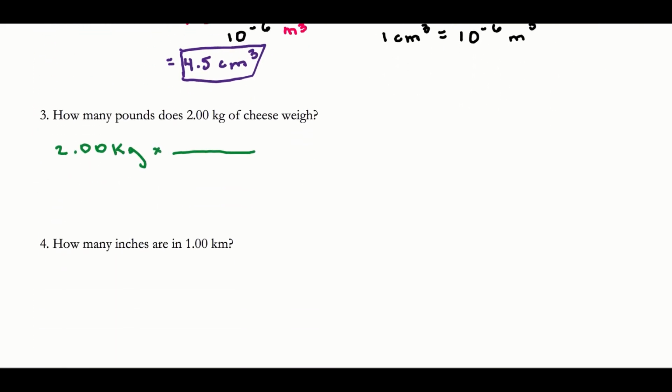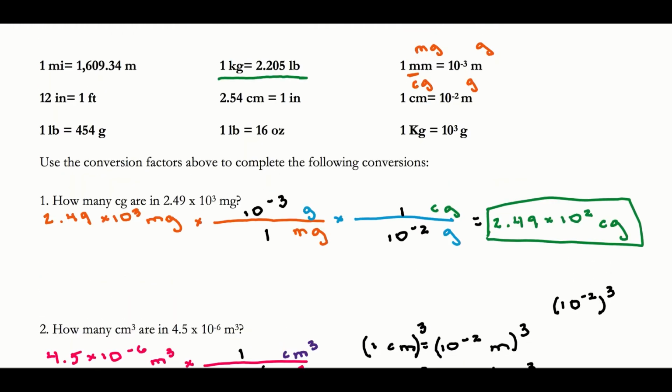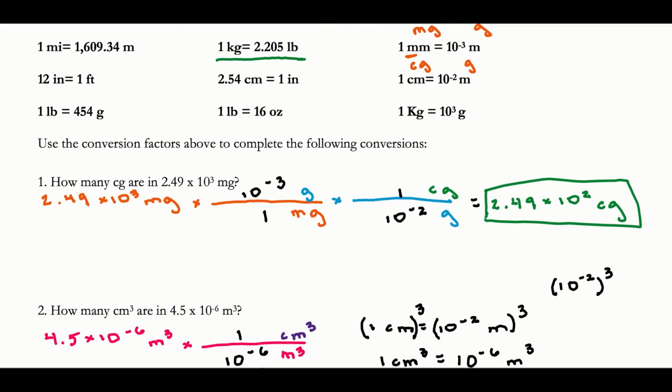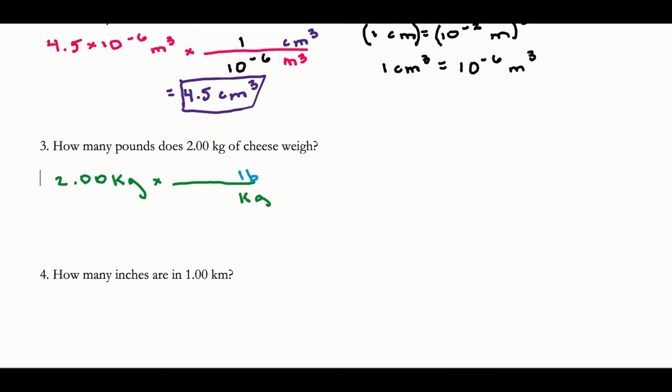So I'm going to plug in my units, and then I'll plug in the relationship. Kilograms goes on bottom. I want to get into pounds, so I'm going to put pounds on top. Just as a refresher, there are 2.205 pounds in 1 kilogram. So I'm going to take 2 kilograms and multiply by 2.205. The unrounded value that I get is 4.41.